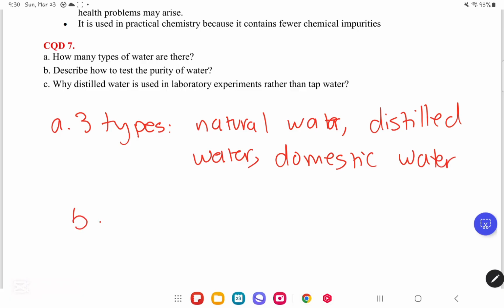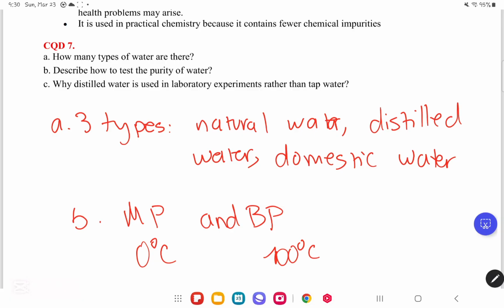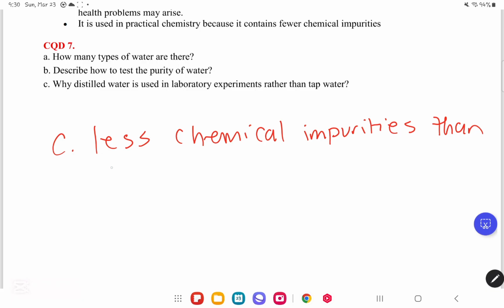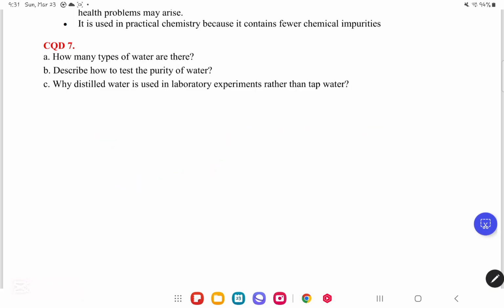For part B, describe how to test the purity of water. To test the purity of water, we will check its melting point, MP, and boiling point, BP. We know that ice will melt at 0 degrees Celsius if it's pure, and liquid water will boil at 100 degrees Celsius if it is pure. Okay, now for part C, why is distilled water used in laboratory experiments rather than tap water? We use distilled water because it contains fewer chemical impurities than tap water. So I believe that is it for this topic.